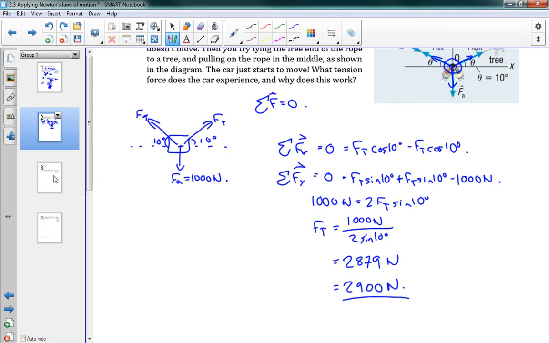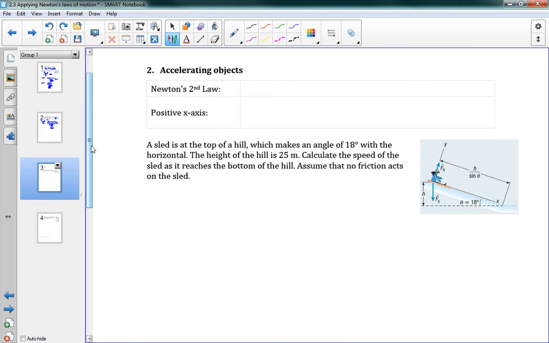All right, we'll go to the next page. And those were our two equilibrium questions. Now we're going to look at questions that aren't in equilibrium. For the first two problems, we'd be dealing with Newton's first law, where we're saying there's no net force, so there's no acceleration, everything's moving at a constant speed. Now we're dealing with Newton's second law, where we do have a net force. We're going to say that the net force is equal to mass times acceleration.